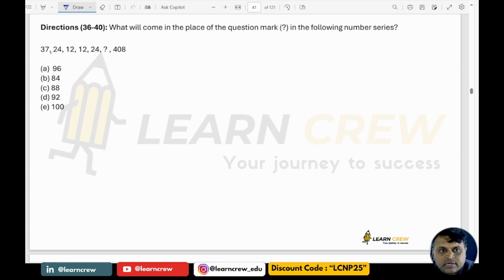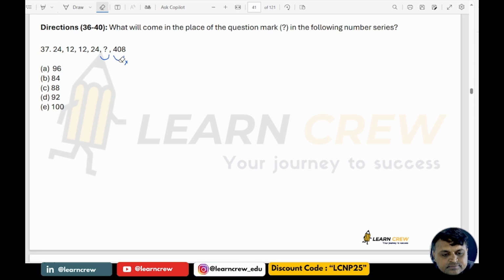Then question number 37. 24 becomes 12, so divide into 0.5, into 1, into 2, it has to be into 4. 0.5 double is 1, 1 double is 2, 2 double is 4, 4 double is 8. Am I correct? But is it satisfying? It is not satisfying. So this is not the logic.